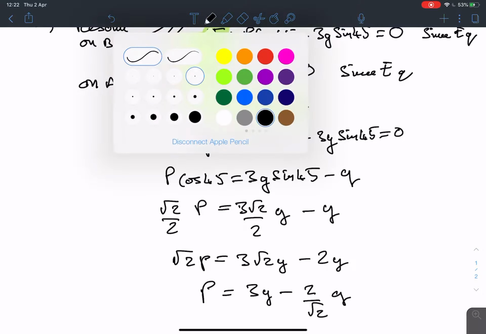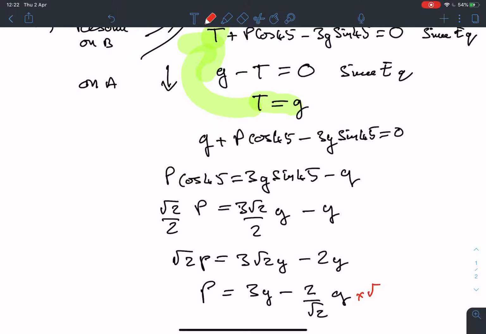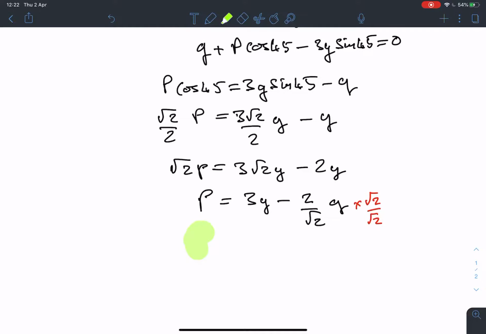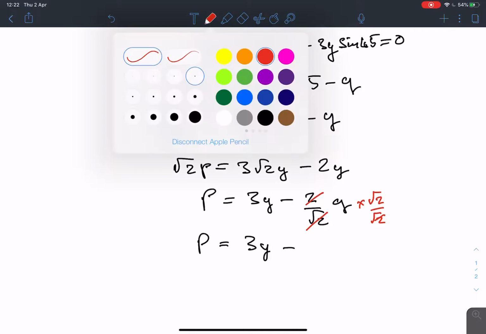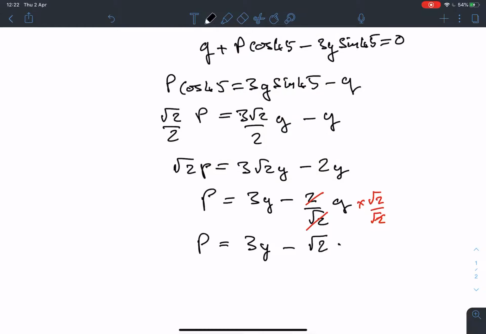And if we multiply that last bit by root 2 over root 2, we get P equals 3G minus the root 2 times the root 2 in the denominator will make 2, which will cancel with the 2 on the top to leave us root 2 G. Factorise: 3 minus root 2 lots of G.